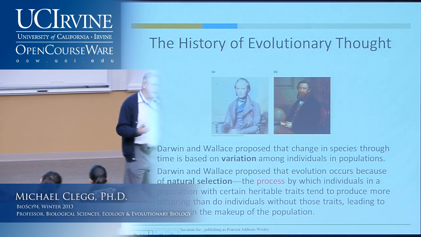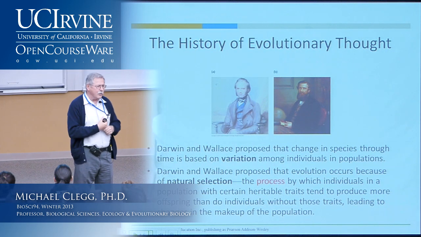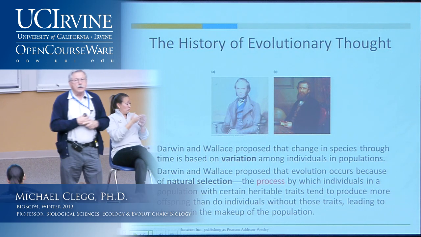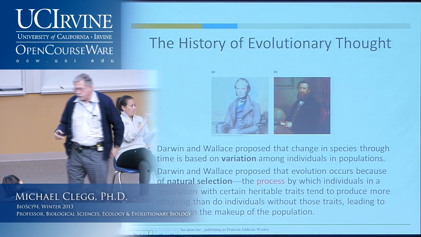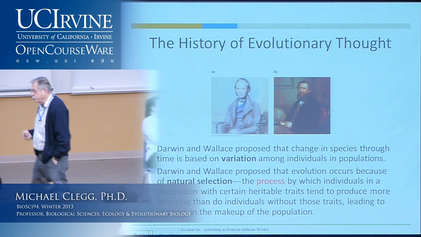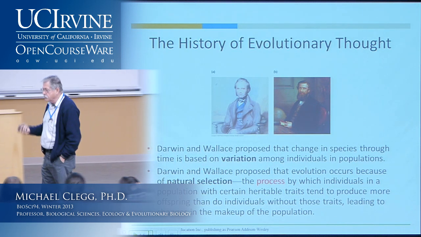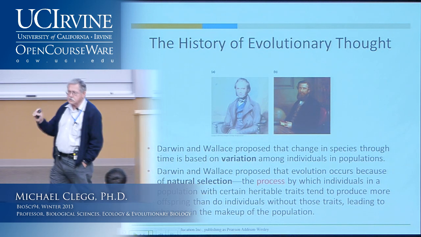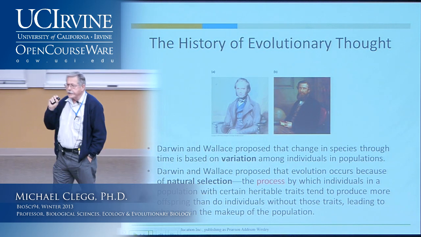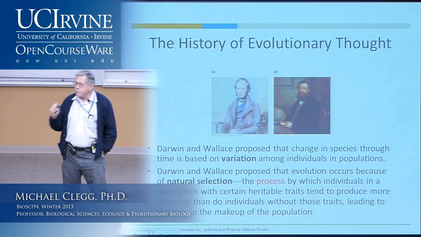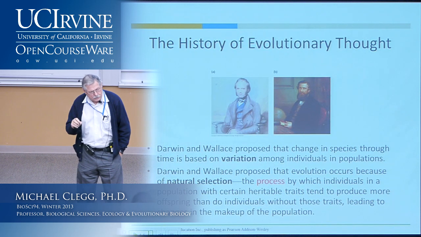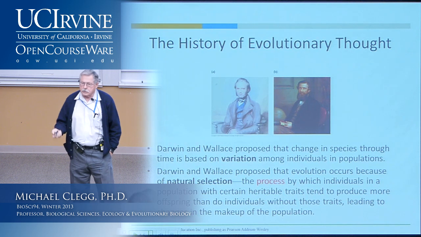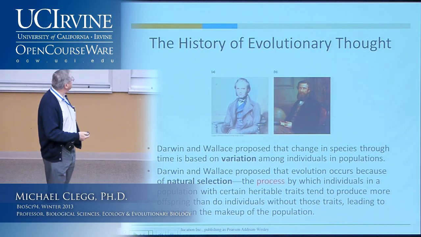In fact, Darwin's grandfather, Erasmus Darwin, actually proposed a theory of evolution, and Lamarck, who was a very important early 19th century French naturalist, also proposed an evolutionary scheme. The thing that was unique about the insight of Darwin and Wallace was that they proposed a mechanism, a process that would generate biological diversity, and that is natural selection.